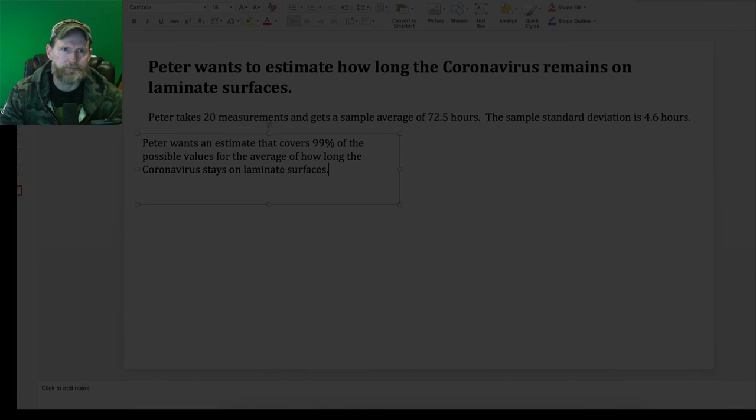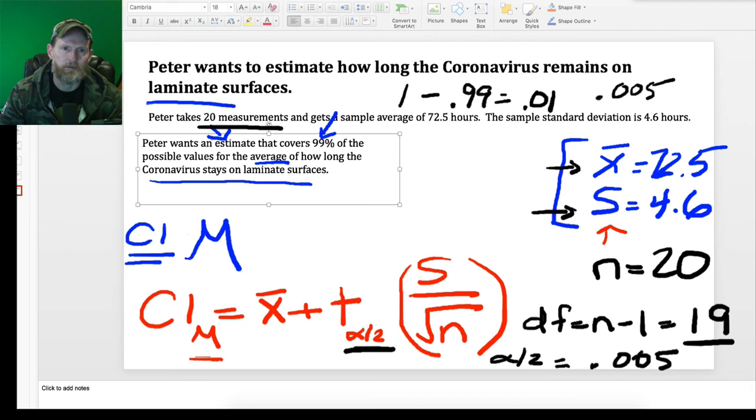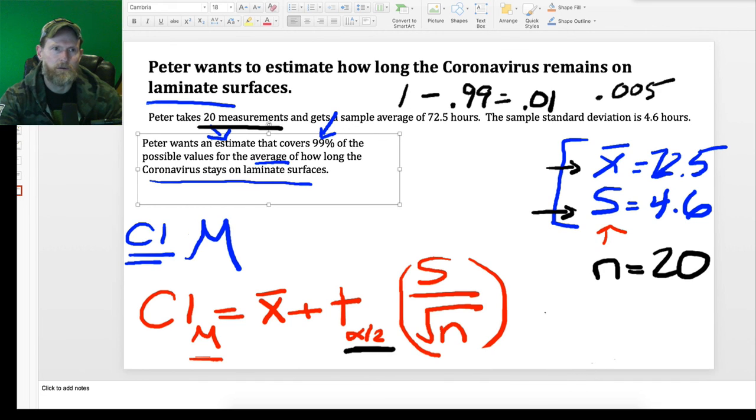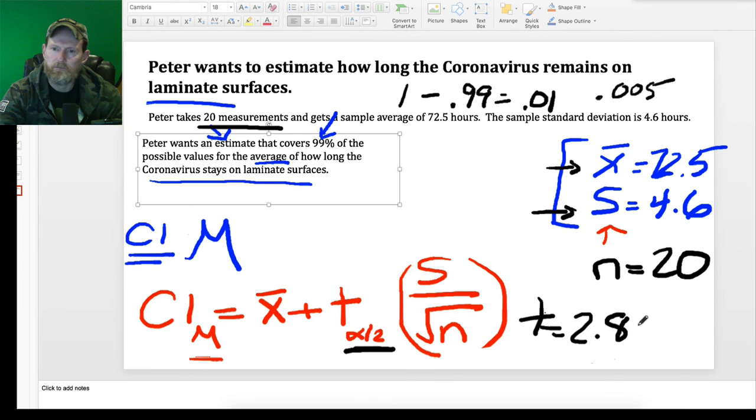So I can go back here. Okay, so my t value is 2.861, I think.